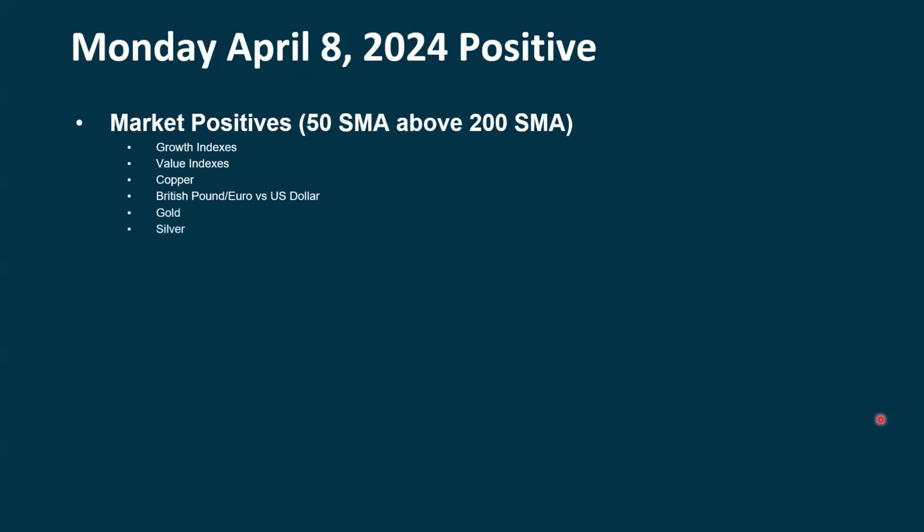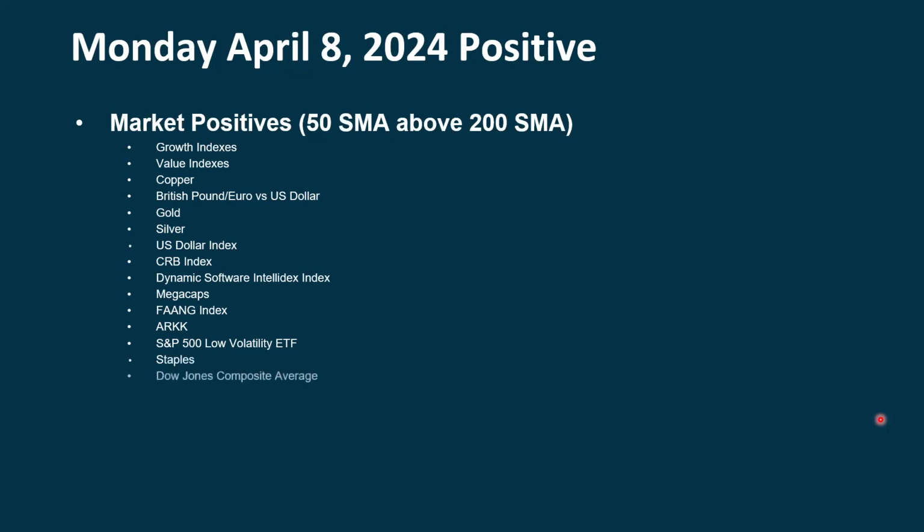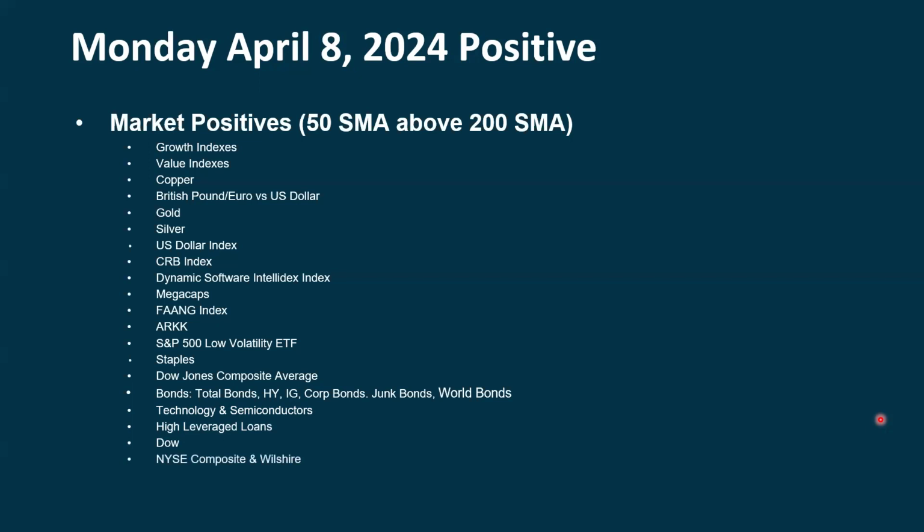Gold and silver. Silver's a new addition to the list. The dollar index, when you look at it by itself, the CRB index, the big software companies, the mega caps, FANG index, ARK, the low volatility ETF, again, by itself, but when you compare it to the S&P, it's been really underperforming. Staples, the Dow Jones Composite Average, all the bonds that we look at based on price, the tech sector, as well as the semis, high leverage loans, the Dow, the NYSE and Wilshire, those are broad market measurements.